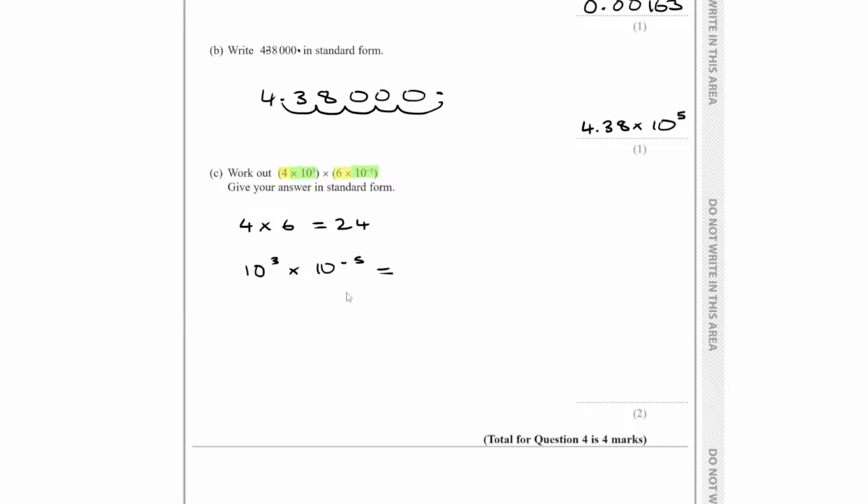So I could simplify that to be 10, and then you add the powers, so that would be to the power of minus 2. And then you just multiply those 2 together again, right? So 24 times 10 to the minus 2.